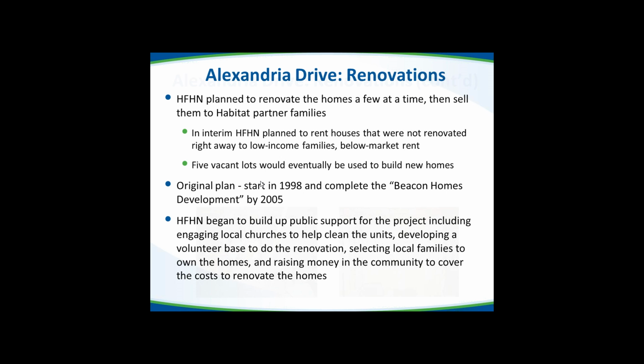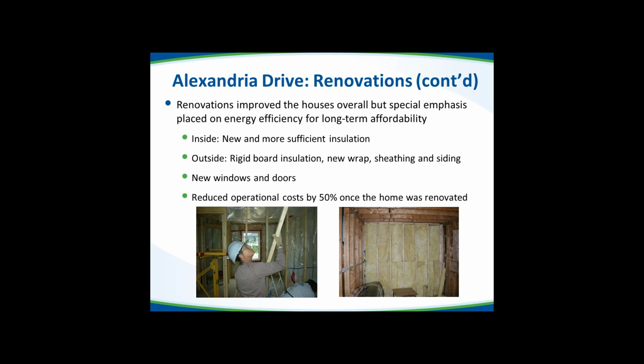So the renovations. One of the huge focuses of the renovations was to improve the house overall, but with a special emphasis placed on the energy efficiency so that families could afford to stay in the home for the long term. So within the inside, we did new and more efficient insulation. Within the outside, we did rigid board insulation, new wrap, sheathing, and siding. We really focused on a strong building envelope so that those homes could be operated affordably for low-income families. New windows and doors were put in, and we estimate that we were able to reduce the operational cost of the home by 50% just through the renovations that we were able to do.